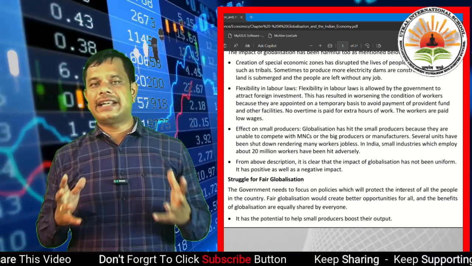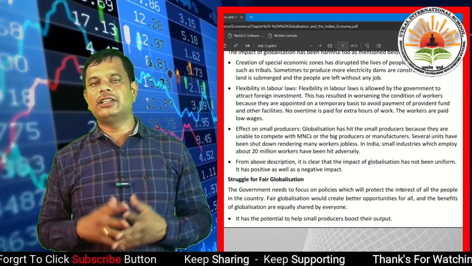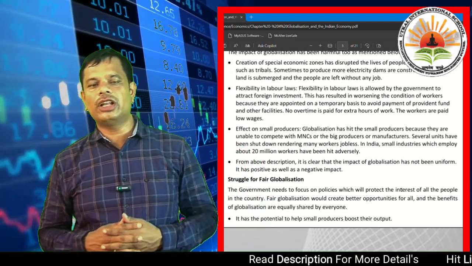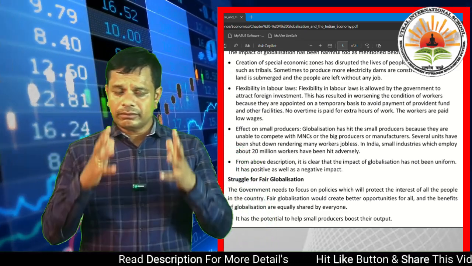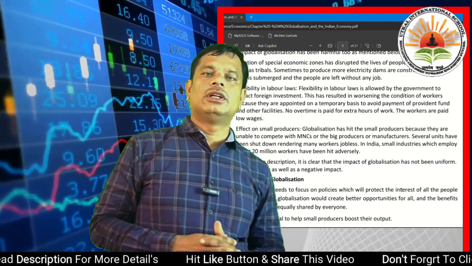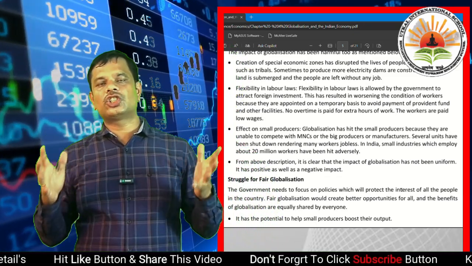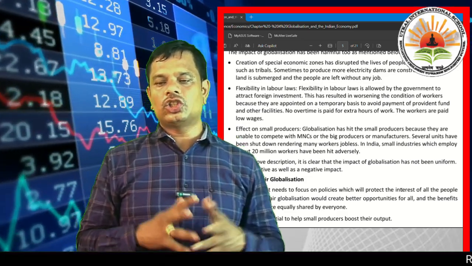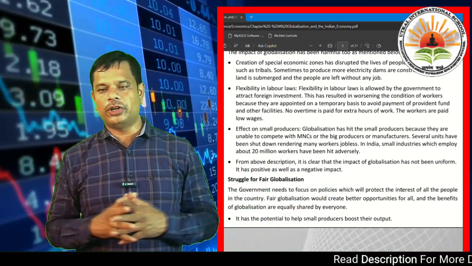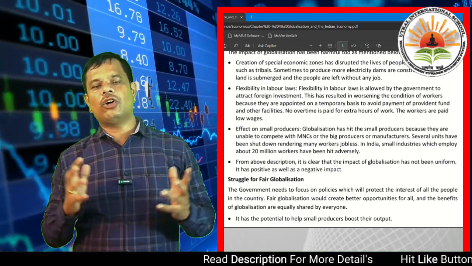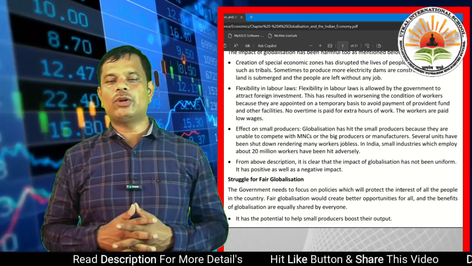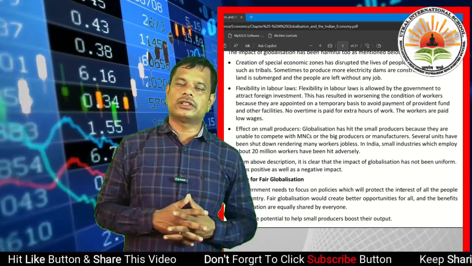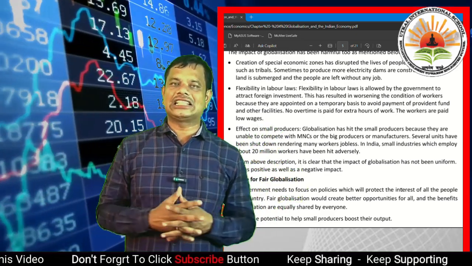Action should be taken by the government against the multinational corporations, because workers have been affected due to liberalization of the labor law. And the main negative impact of globalization is the effect on small producers. Globalization has hit the small producers, because they are unable to compete with the multinational corporations. They have low production, while the multinationals are big establishments with large production.